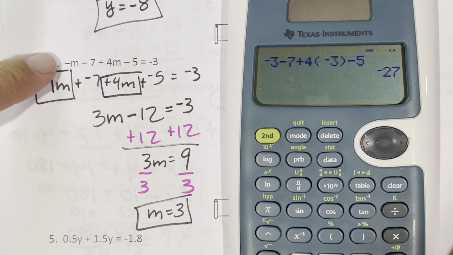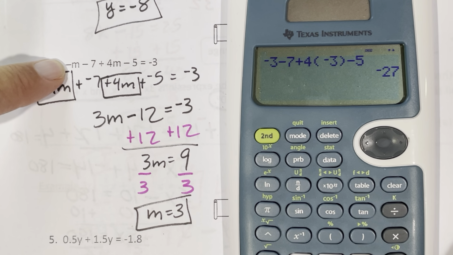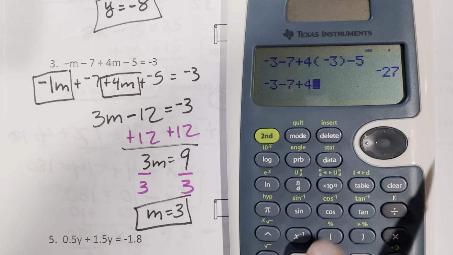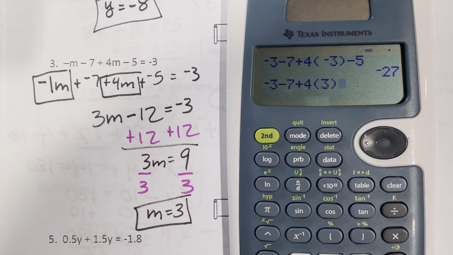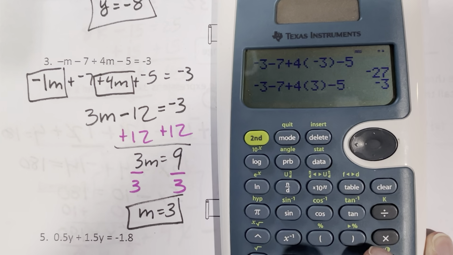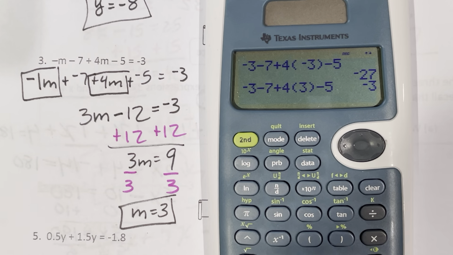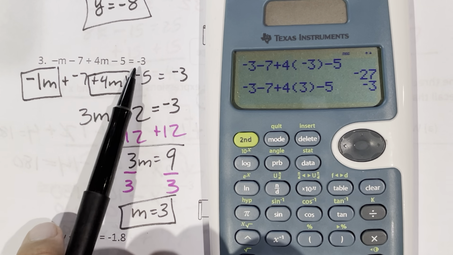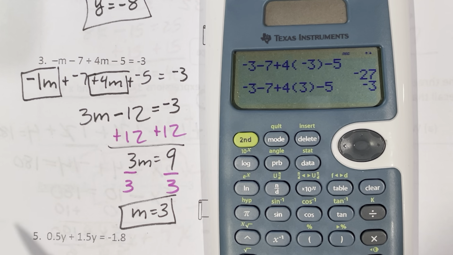So the reason this is negative 3 is because that's a negative m. So negative 3 minus 7 plus 4 times 3 minus 5. And that is negative 3. Negative 3. What did I do there? It is negative 3. Oh, goodness me. Look at that. That's negative 3. Put your glasses on, old woman.